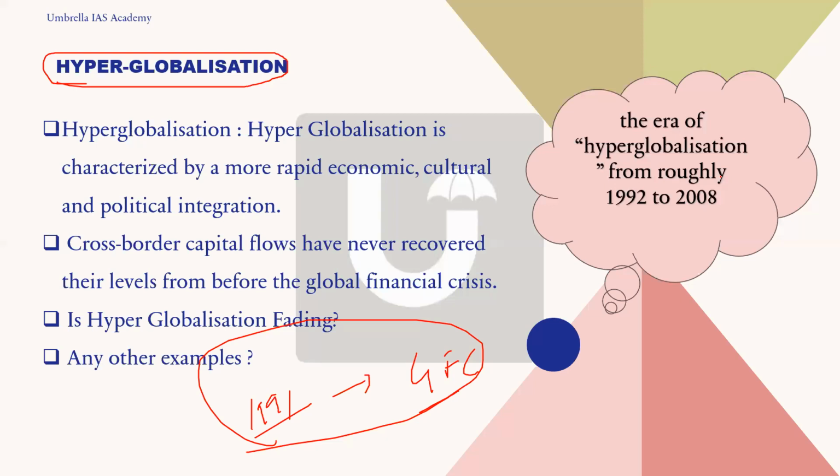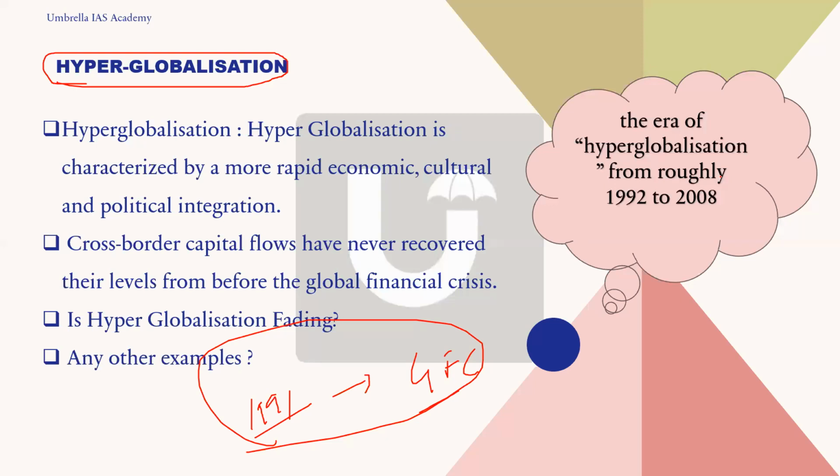So what we are seeing now, these policies of trade wars and export bans, are against hyperglobalization. So if they ask you, is hyperglobalization fading? Yes, definitely it is fading because of recent scenarios. Even the US-China war is one of the examples of fading hyperglobalization.